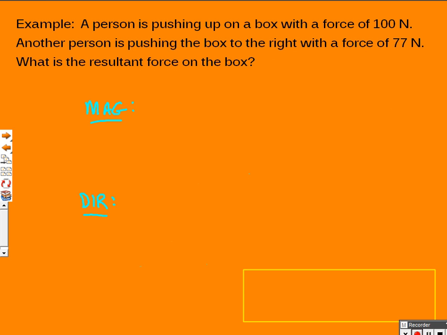So, for example, if we have a person that's pushing a box up with a force of 100 newtons and another one pushing it to the right at 77 newtons, what is the resultant force? It helps to draw a picture to look at it. So here's your box. One person is pushing up on the box, so that means that the force is going upwards with 100 newtons, and then another person is pushing it to the right, so we're going to the right at 77 newtons. Okay, so 100 newtons, 77 newtons.